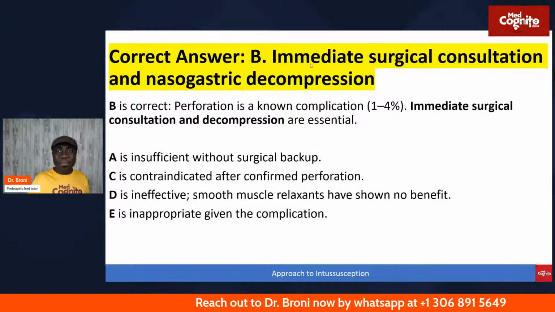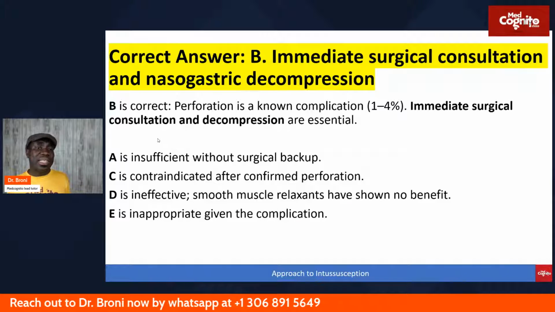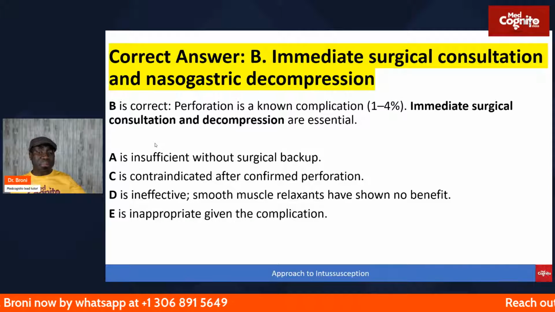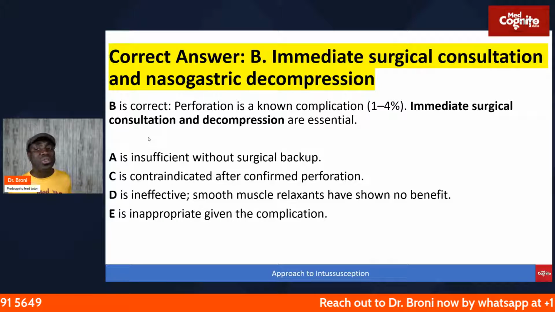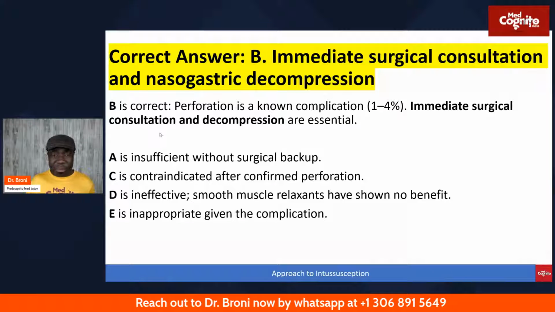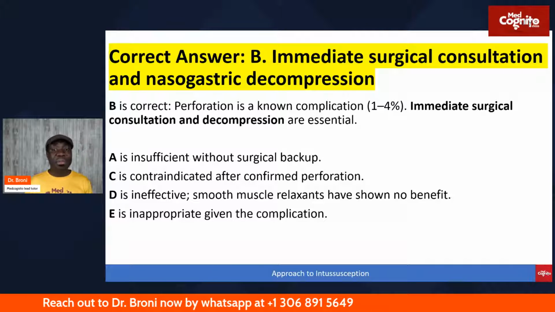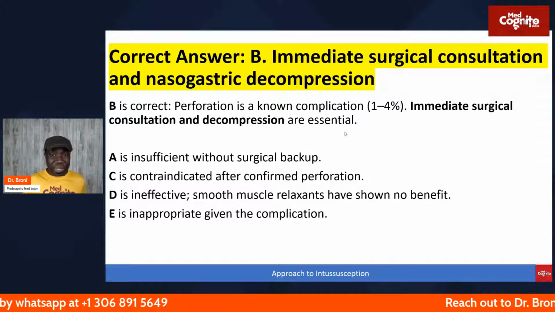So the correct answer is B. You want to immediately consult surgeons and pass an NG tube because it looks like this patient has developed perforation. That's why they have air under the diaphragm, right? And so immediately the surgeons should come in. But while you're waiting for the surgeons to come, you want to pass your NG tube to start decompression.